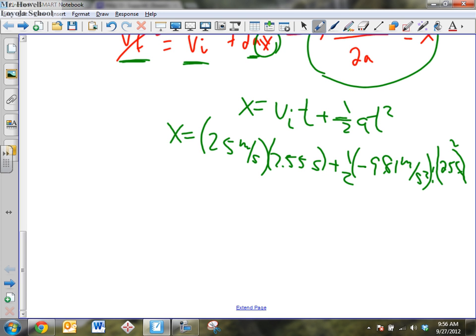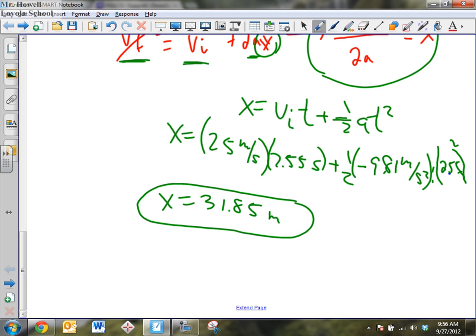Again, that's a 2.55 there, and we got to square it. There's a decimal. So you can use this formula, or you could use the other formula that we had earlier. You're going to get the same answer. There's no difference here. You should get 31.85. Why do I know it's positive? Because I'm moving upward. Remember, the max height was upward.